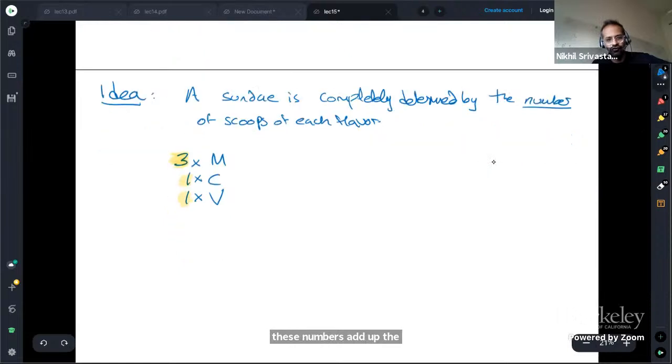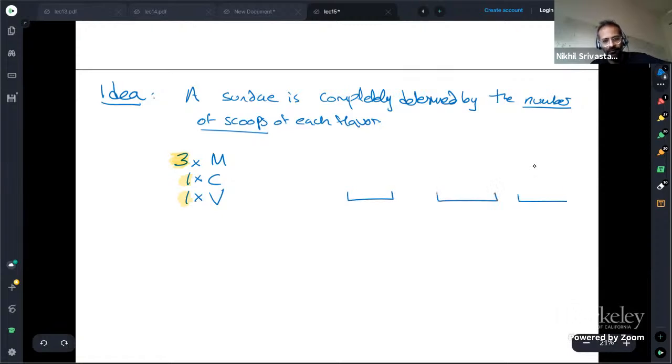The important insight here is that any such description of number of scoops is in 1-to-1 correspondence with an arrangement of the following kind. I'm going to create 3 boxes labeled M, C, and V. And then I'm going to start off with 5 tokens, 1 token for each scoop.